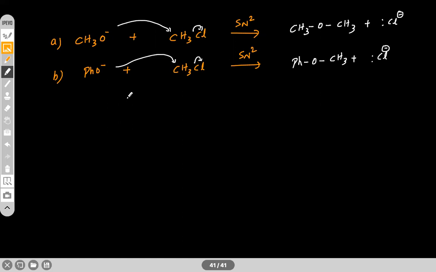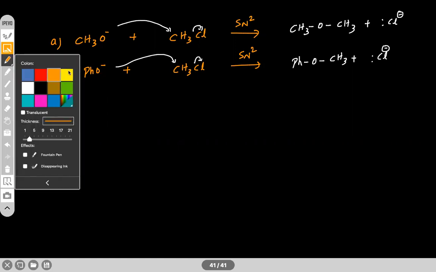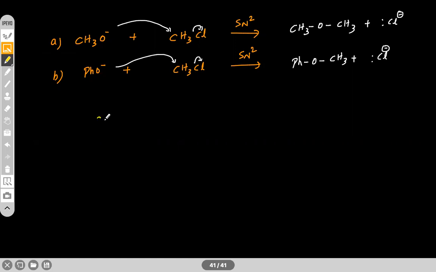Now the point is, which one, A or B, has a higher rate for this reaction? See, both reactions differ only here, CH3O minus and PhO minus. So because of this nucleophile only, we can compare the rate of the reaction, right? Because this is the same, this is the same. This only affects the rate of the reaction. So we consider the nucleophiles. The nucleophiles are CH3O minus and PhO minus. PhO minus has a benzene ring.